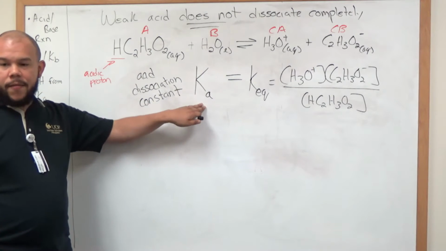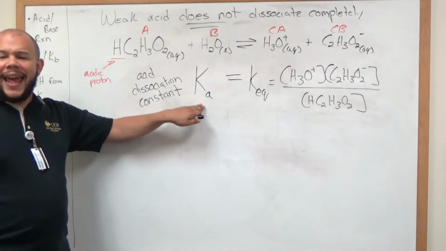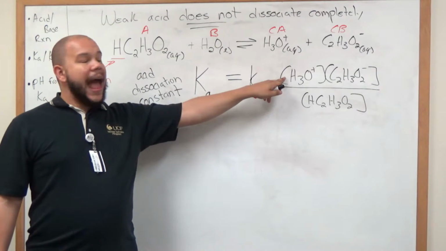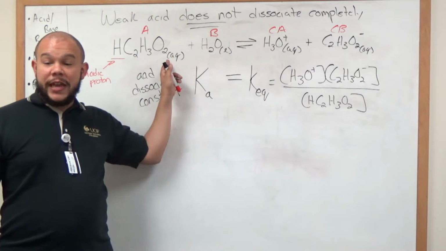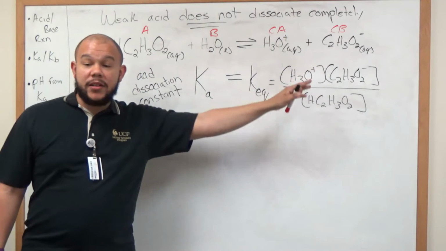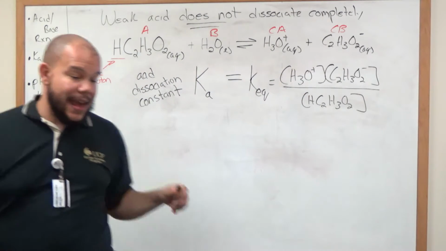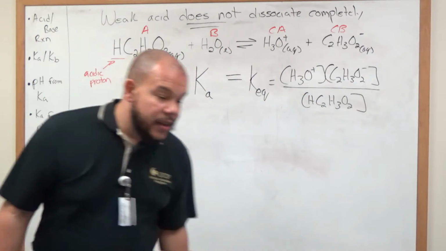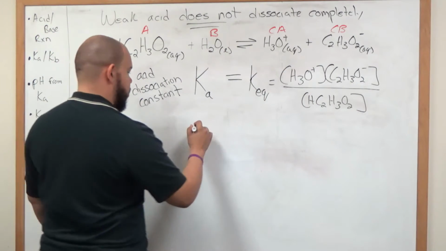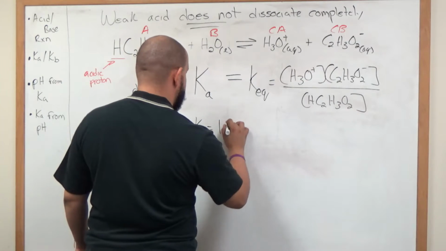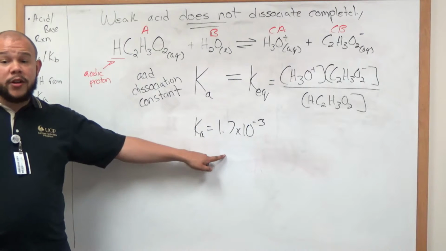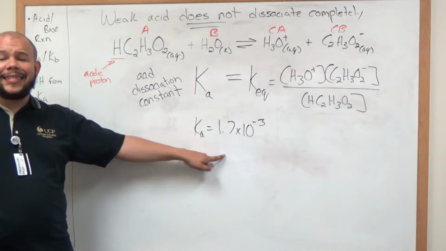So this is Ka. The numerical value of Ka tells us how much this weak acid dissociates, because the numerator here is a function of how much. Acetic acid has a Ka of 1.7 times 10 to the negative 3. This is a very small amount, right? This Ka is less than 1.